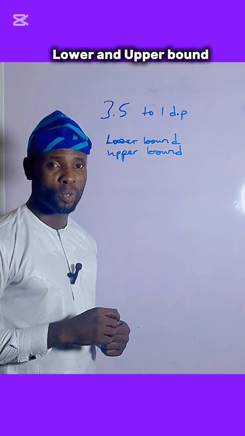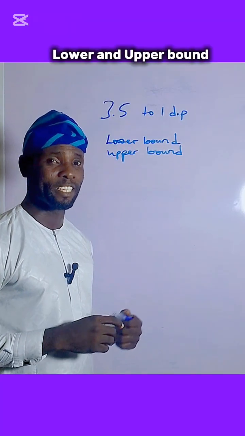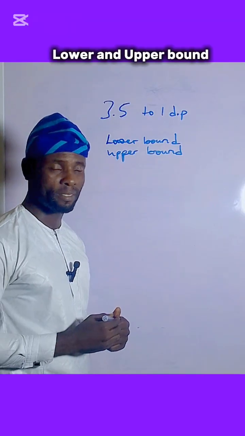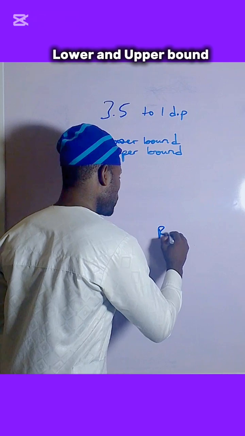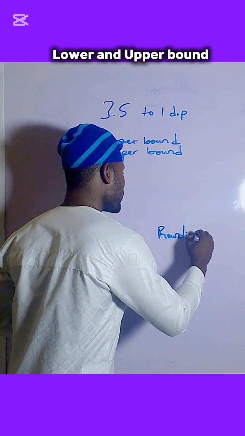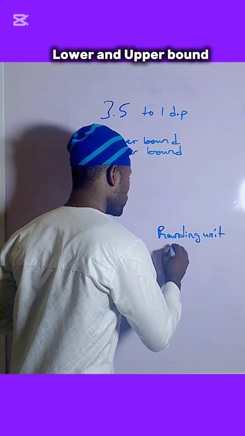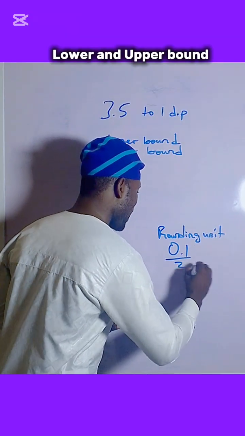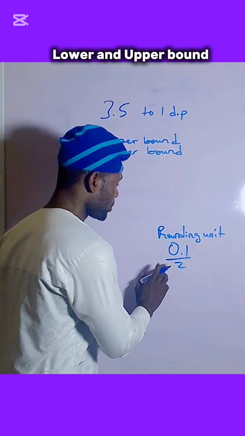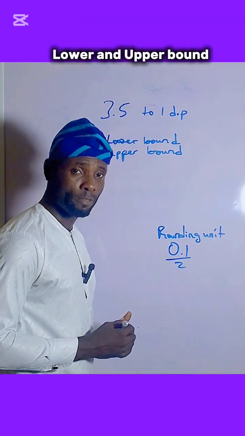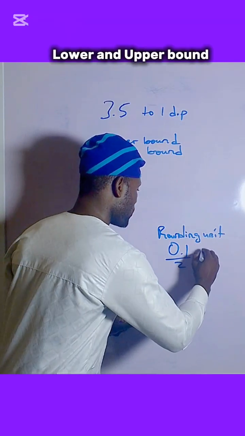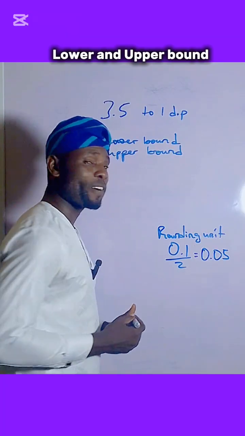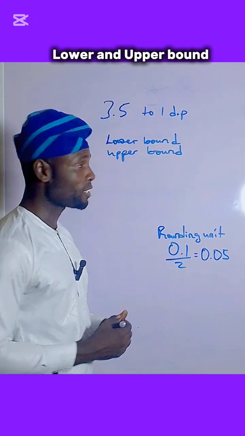The first thing you need to know is what the number is rounded to. Here it is rounded to one decimal place. Rounding unit for one decimal place is 0.1. We take the half of 0.1. How do we take half of 0.1? We divide by 2. We have 0.05. With this, we can find the lower bound and upper bound.